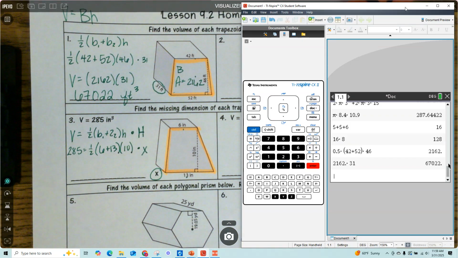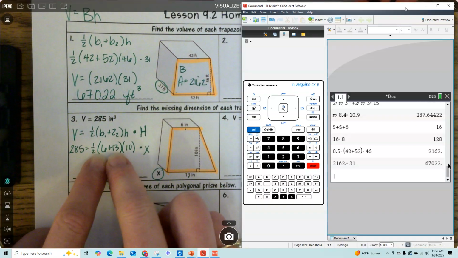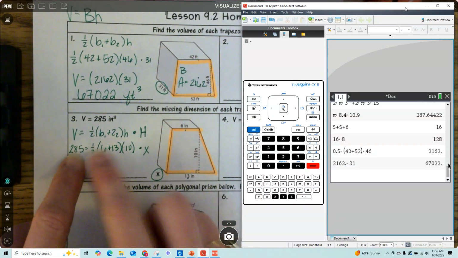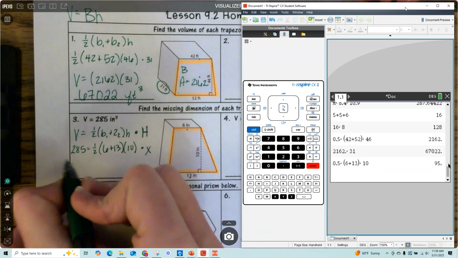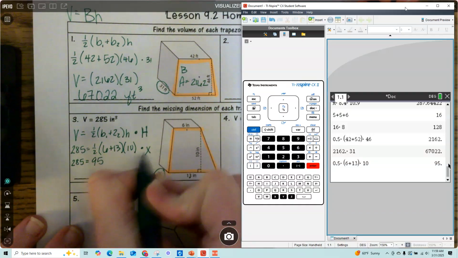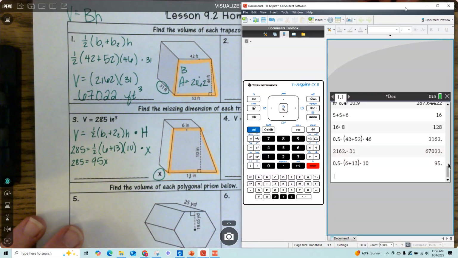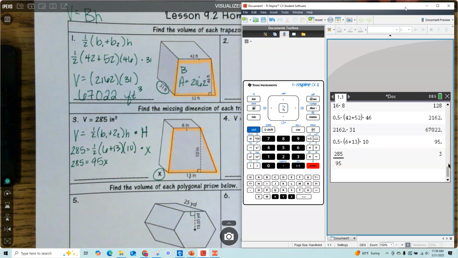So these I can do menu 3-1. I'm going to do this by hand. So first thing I want to do is simplify this part. I want to do just these numbers together. It's all multiplication, so order doesn't matter. So I can do just pieces of it. So now I have 285 equals 95, and I just tack the x on the end. To solve it, divide both sides by 95.